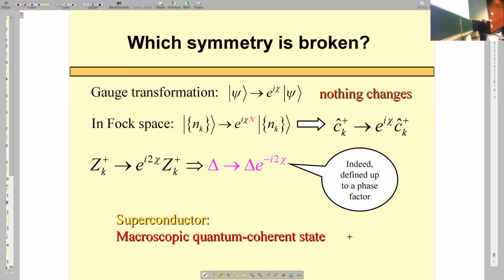Which symmetry is broken? This is gauge symmetry. What is a gauge symmetry? We can multiply wave functions with phase factors in quantum mechanics, and nothing changes. Let us see what this corresponds to if we go from wave functions to operators. In Fock space, the gauge transformation for each particle is multiplied by the number of particles in this particular state. Then we understand how creation and annihilation operators transform: they also get a phase factor.